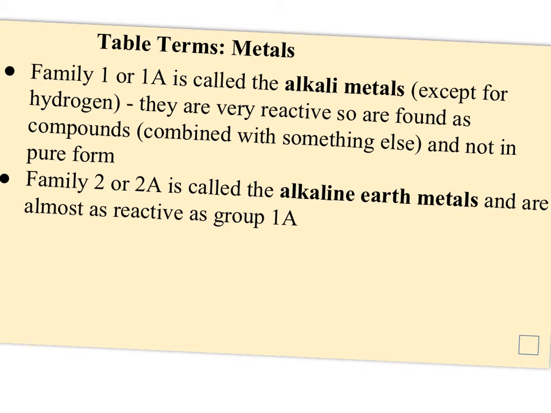Two special groups of metals that we tend to look at are family 1 or 1A, the alkali metals, except for hydrogen, of course, which isn't a metal. They have this name because they're very reactive, so they're often found as compounds. When they're dissolved in water, they become alkali or basic. You rarely find them in pure form because of their high reactivity. Family 2 or 2A is called the alkaline earth metals, and they're almost as reactive as group 1A. They're commonly found in Earth's crust, so these are ones that we mine, and they too tend to form basic or alkaline compounds or solutions.